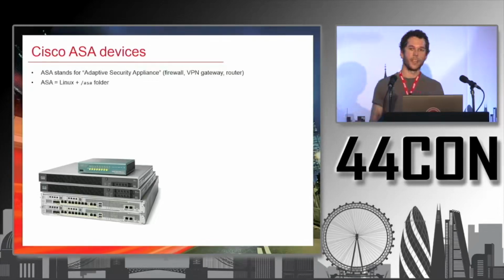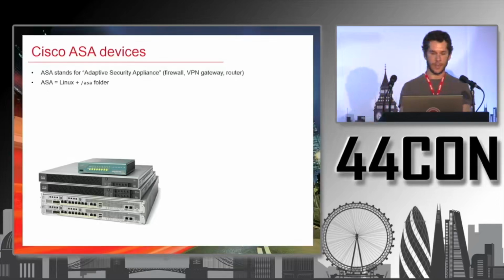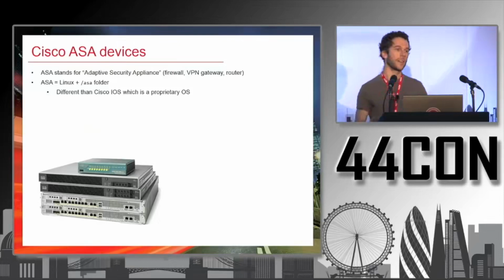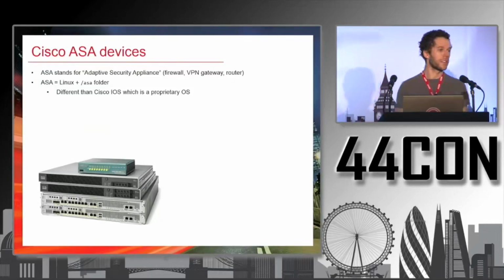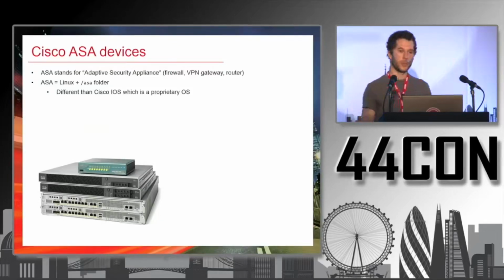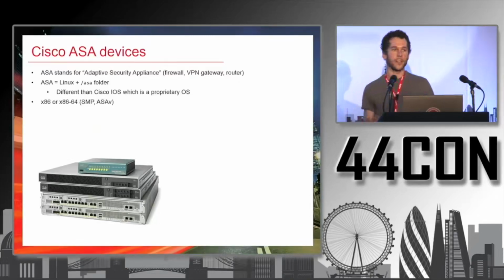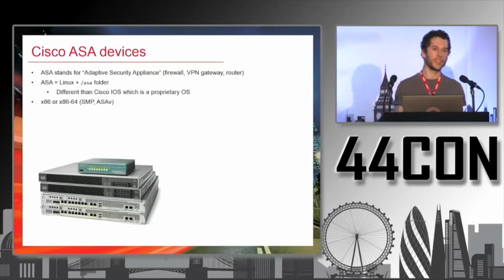But internally, it's actually a Linux with a specific ASA folder. And it's different from Cisco IOS, because Cisco IOS is actually a proprietary system. Here, it's Linux based. And it's an Intel architecture underneath, and they support both 32 and 64 bits.